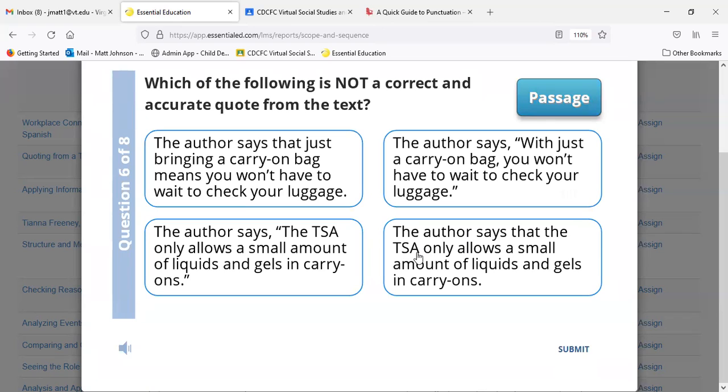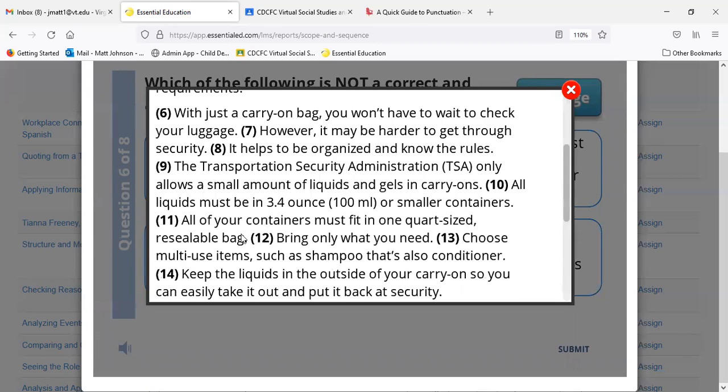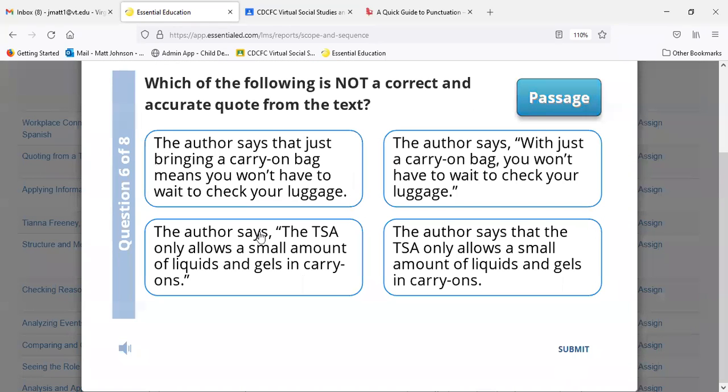Okay, the author says that the TSA only allows a small amount of liquids and gels in carry-ons. Okay, so that's a direct quote. TSA. Or is it? D. Let's see here.